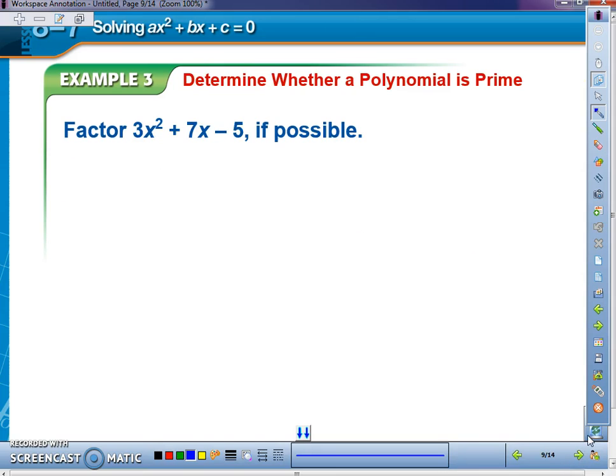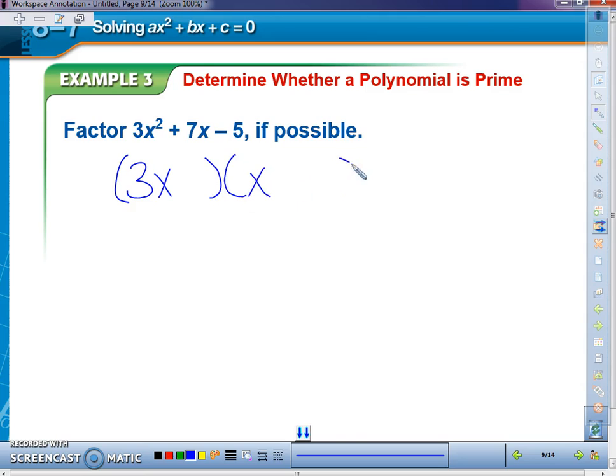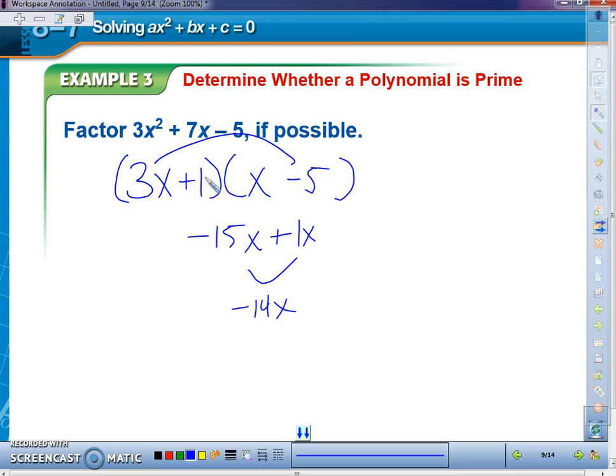All right, right here, this polynomial, whether it's prime or not. So we're going to look at 3x times x. That's the only way it can be. And then you look at negative 5. Well, that means that one's going to have to be a positive, one's going to have to be a negative. So what if I put a positive 1 and a negative 5? Would that work? No, that gives me, let's see, 3x times negative 5 is negative 15x. And this would be plus 1x. So that's negative 14x right there. So that doesn't work. So let's flip the 1 and the 5 and just see if that works. Put the 1 right here, put the 5 right there.